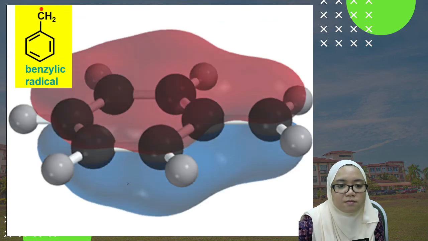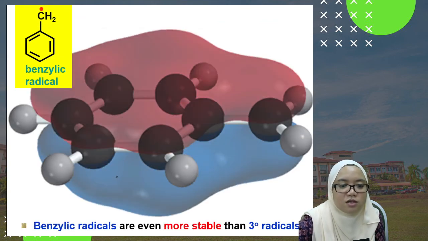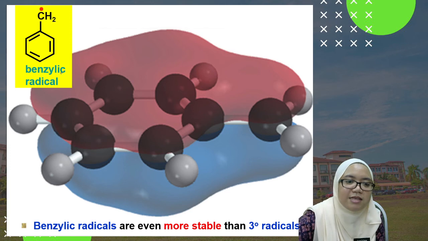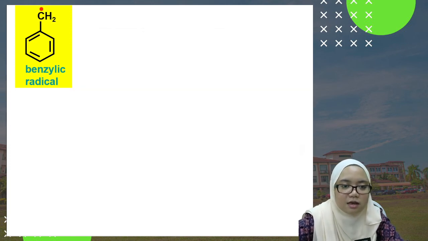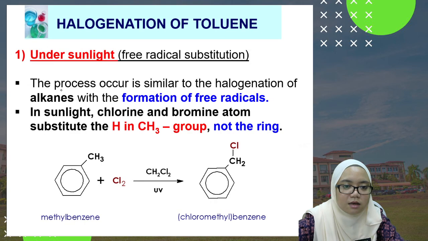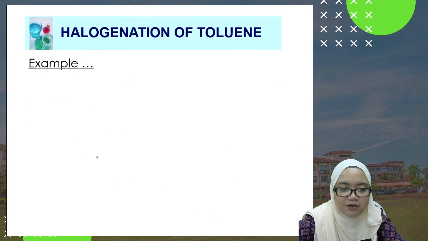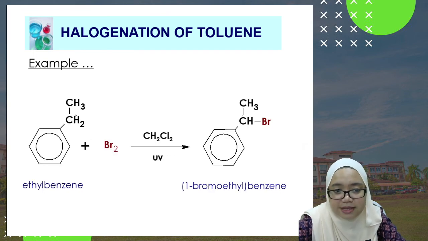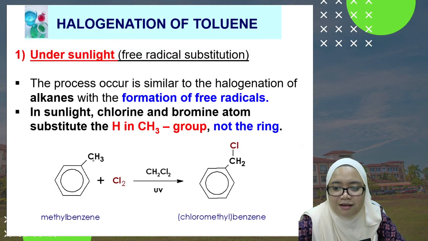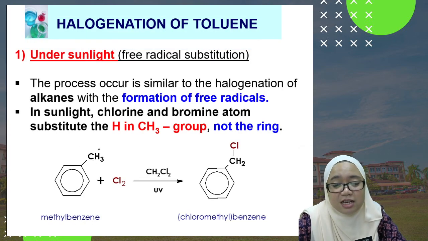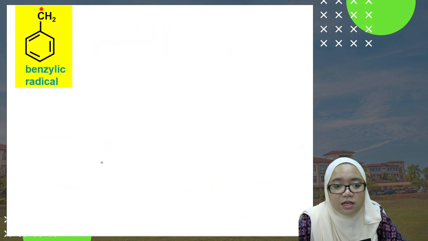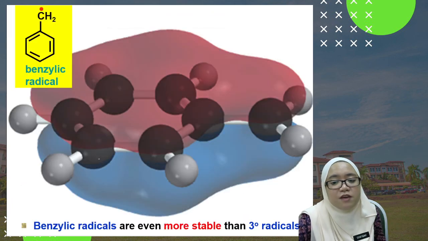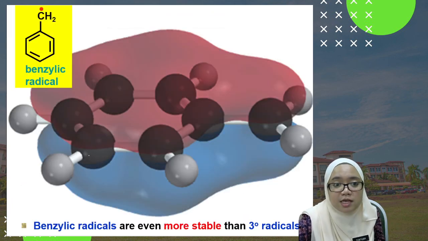Okay, sebab apa? Dia remove hydrogen daripada secondary carbon. Okay, so just for information, the benzylic radical, yang tadi kita tengok tadi, yang ni dia akan form benzylic radical tau. Ni dia akan form benzylic radical. So benzylic radical ni is known to be even more stable than the tertiary radical yang biasa-biasa tu.